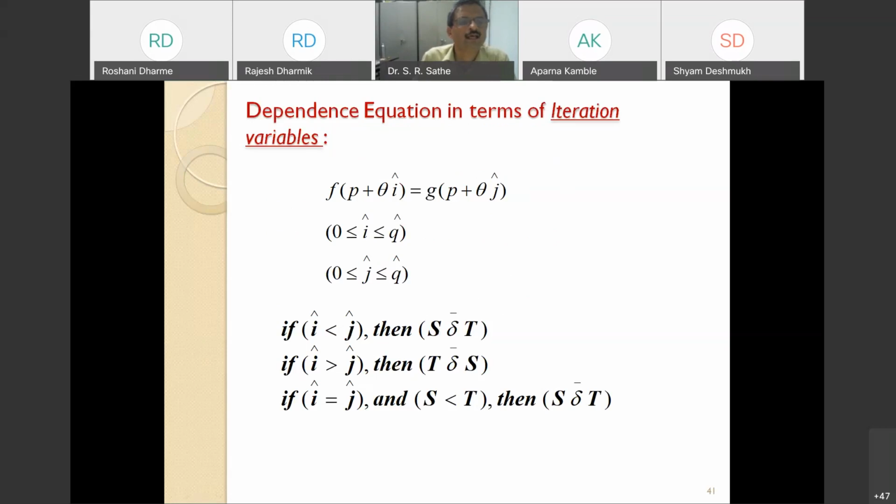If I caret is less than j caret, then T depends on S. That is, in I caret the variable is written first and j caret reads it later on. If I caret is greater than j caret, then at T the variable is written and later on S reads it. Then we get S depends on T. If I caret equals j caret and S is coming before T, then T is dependent on S. If S is coming after T, then S is dependent on T.